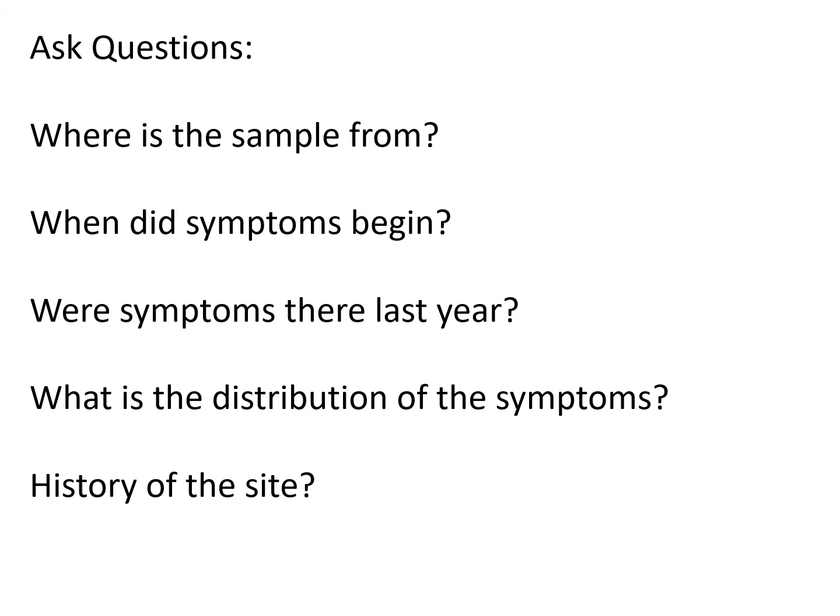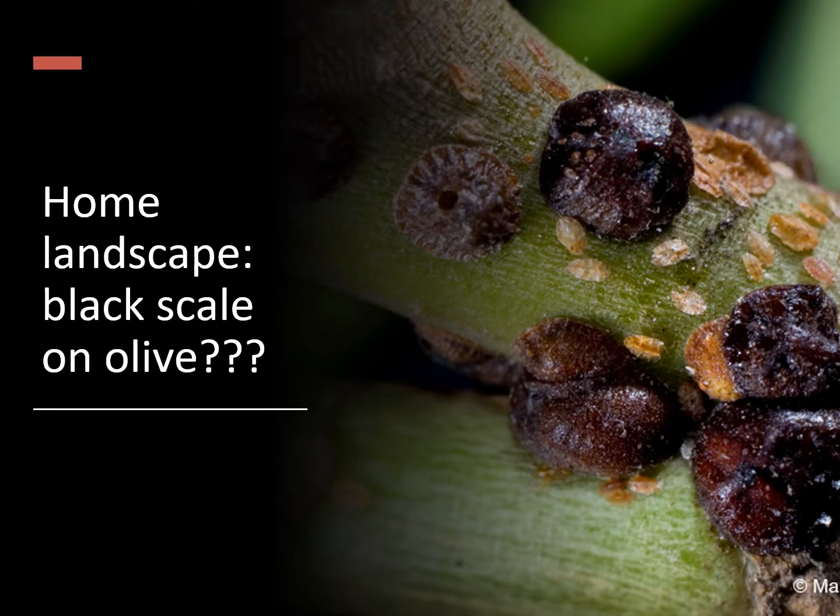What's the distribution of the symptoms? Is it growing or is it staying the same? Is it in one plant? Is it in all plants? Is it clumped? What's the history of the site? I'm going to give you some examples as to how these questions can lead you to the answers.